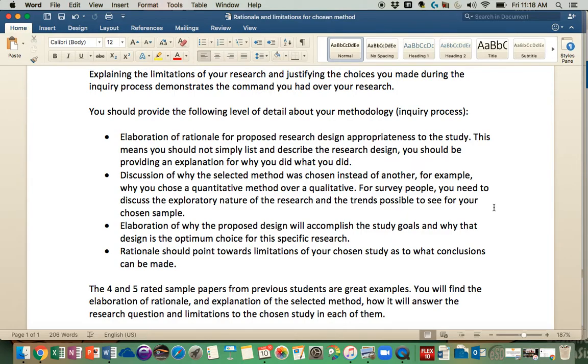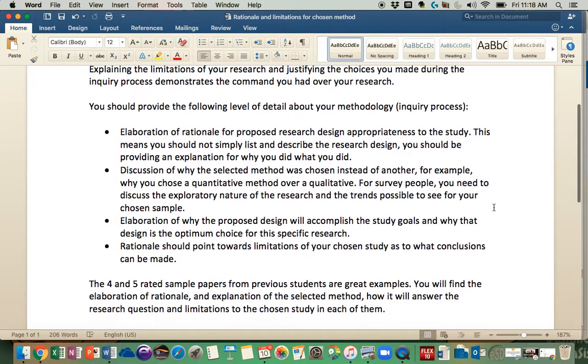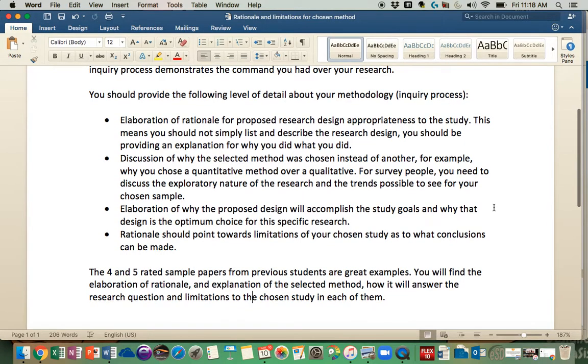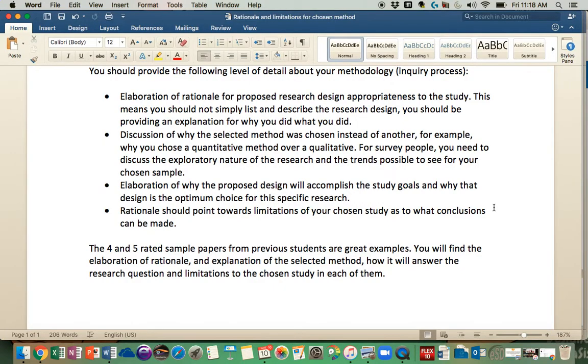You need to elaborate on why the proposed design will accomplish the study goals and why that design is the optimum choice for this specific research that you did. And the rationale should point towards limitations of your chosen study as to what conclusions can be made from it. Okay, so the 4 and 5 rated sample papers that I have up there for you from previous students are great examples of these methodology sections. You'll find the elaboration of rationale, the explanations of the selected methods and how they will answer the research question, and limitations to the chosen study in each of them. So I implore you to pull those papers up and have a good look. Those are actual PatMed students that did that work.